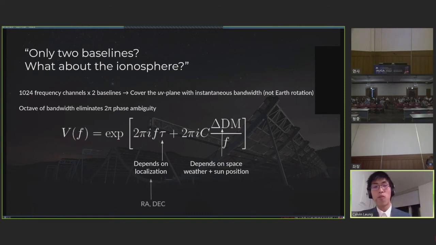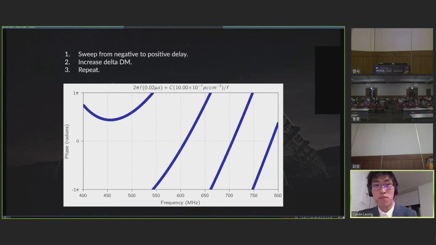This leads to a 4-parameter model where you just have the RA and DEC going into the localization and 2 different thicknesses for your 2 baselines. And if I were only able to measure 1 number, I don't know whether to associate my phase shift with a localization shift or with a delta DM. However, I can measure this phase as a function of frequency over an octave of bandwidth.